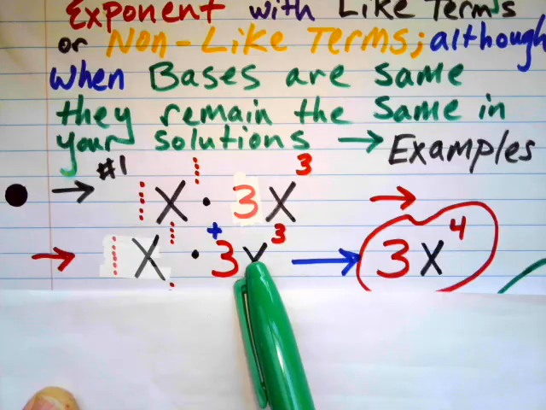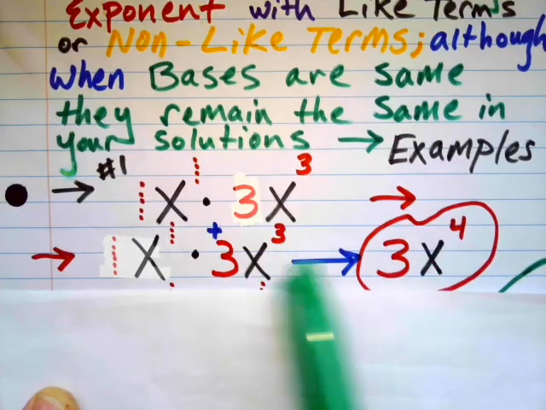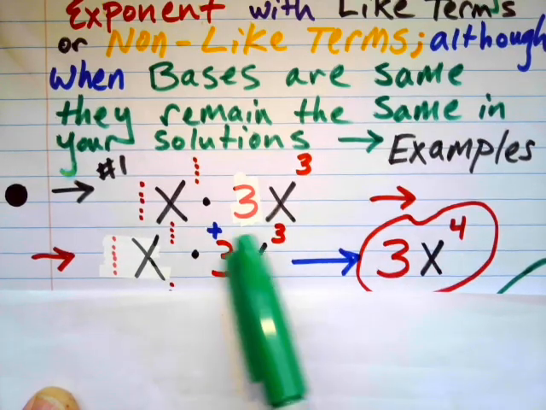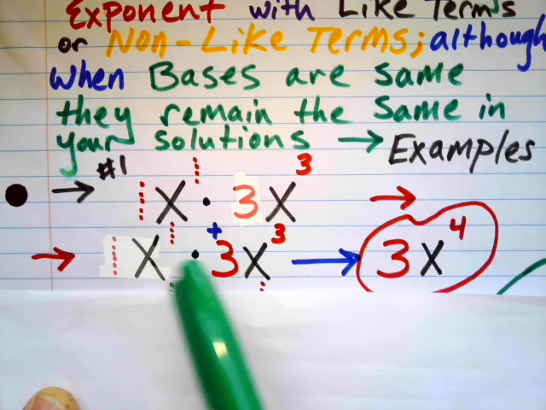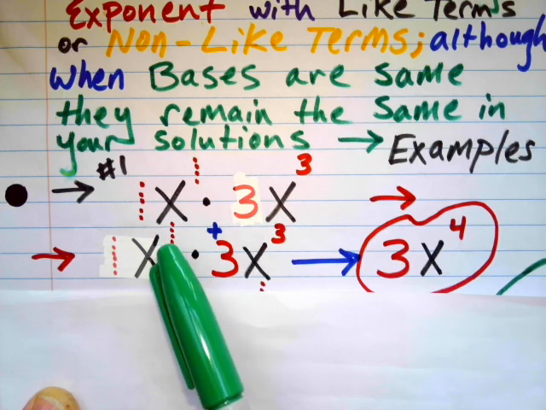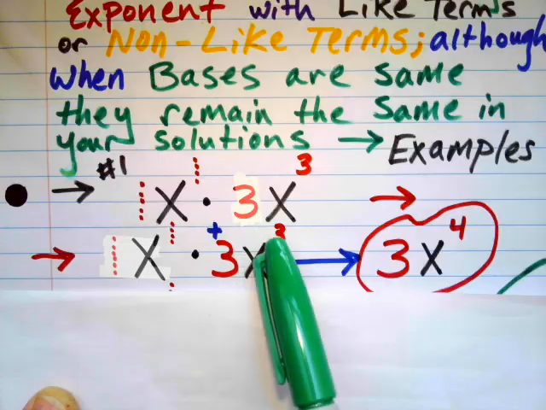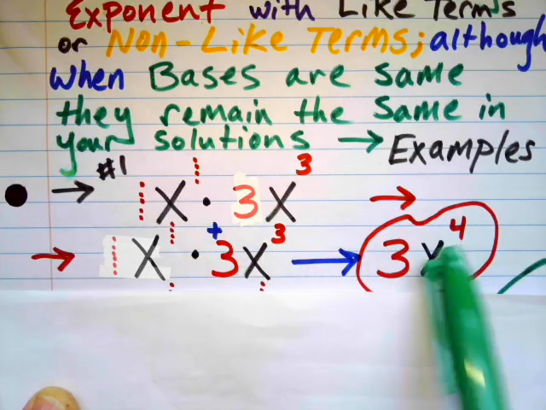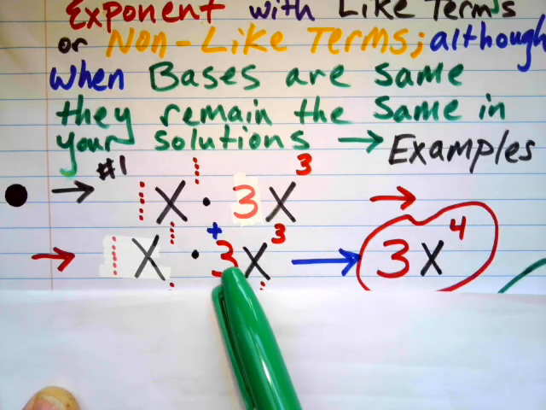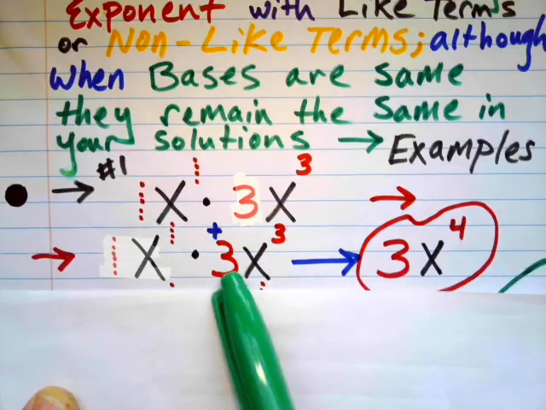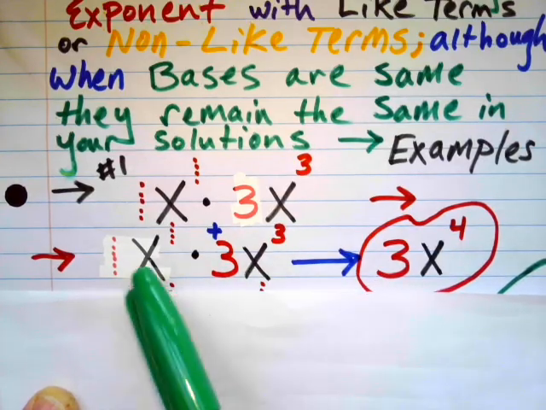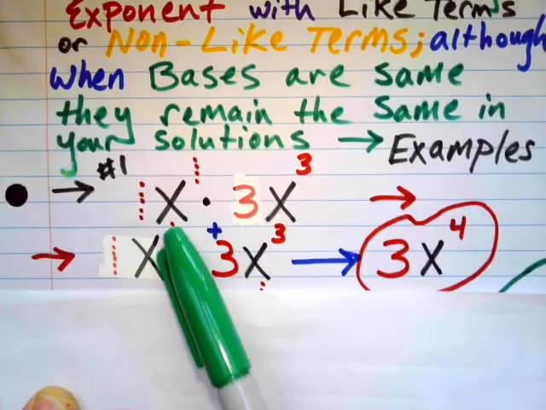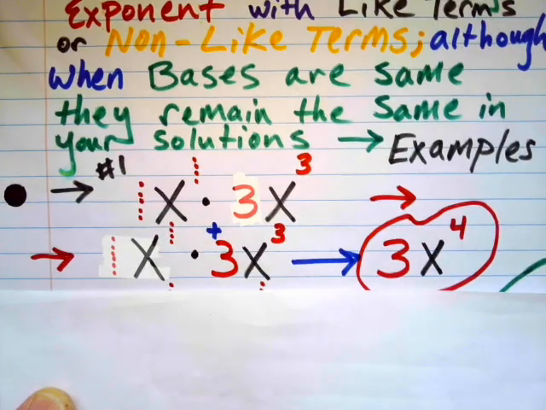x times x, we're going to keep that base the same. And when you multiply variables with exponents, you add the exponents. 1 plus 3 is 4. So again, 1x times 3x, or 1 times 3 is 3. We keep that x. 1 plus 3 is 4.